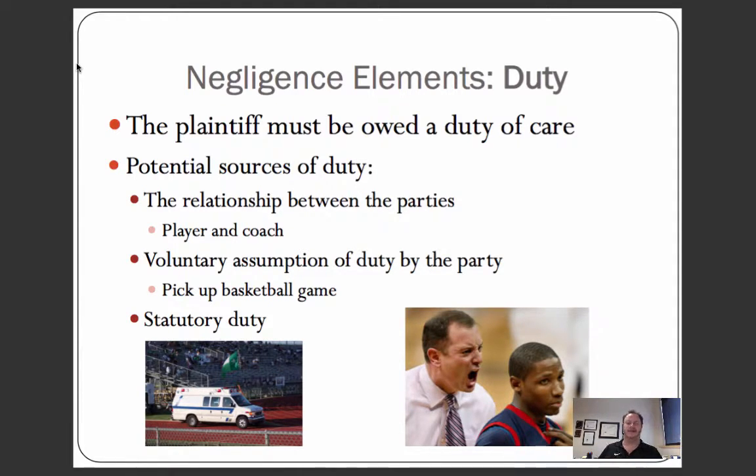And then finally, statutory duty. Again, like I said, statutes might require a specific duty of care to be owed, such as some states have laws on the books that require certain types of establishments like gyms or workout facilities to have AEDs, automatic electronic defibrillators, on hand, so that if an emergency does occur, that technology is there to help potentially save a life. So these are the different sources of duty.